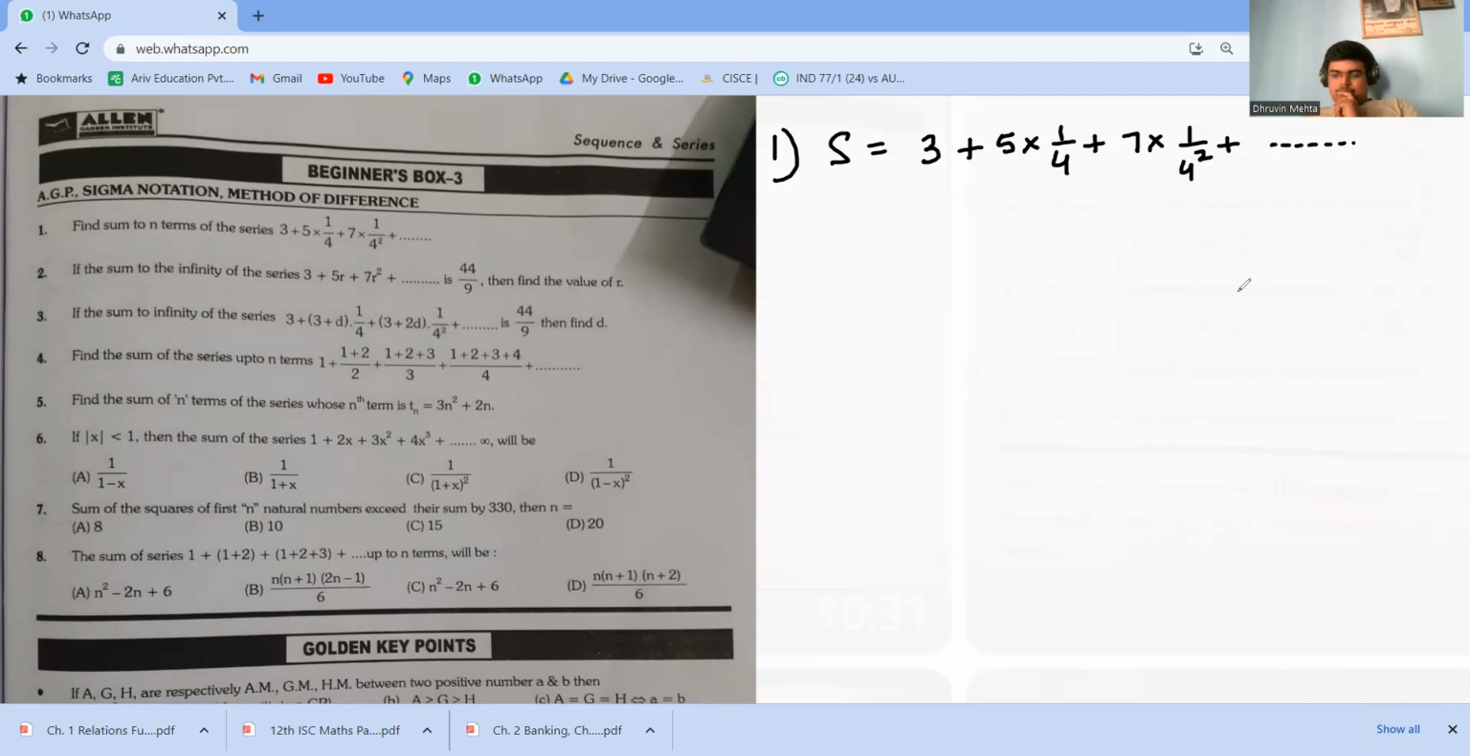Correct. 3, 5, 7 is an AP, then 1 by 4, 1 by 4 square, that is a GP. Right. So such sequences are called arithmetico-geometric progressions. AGP. Okay. AGP is basically a combination of AP and GP both. So to solve these questions, there is a general method.